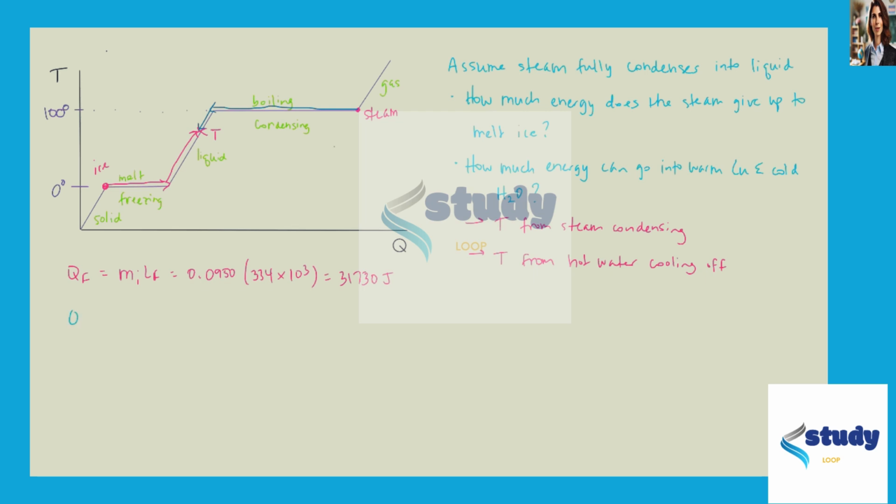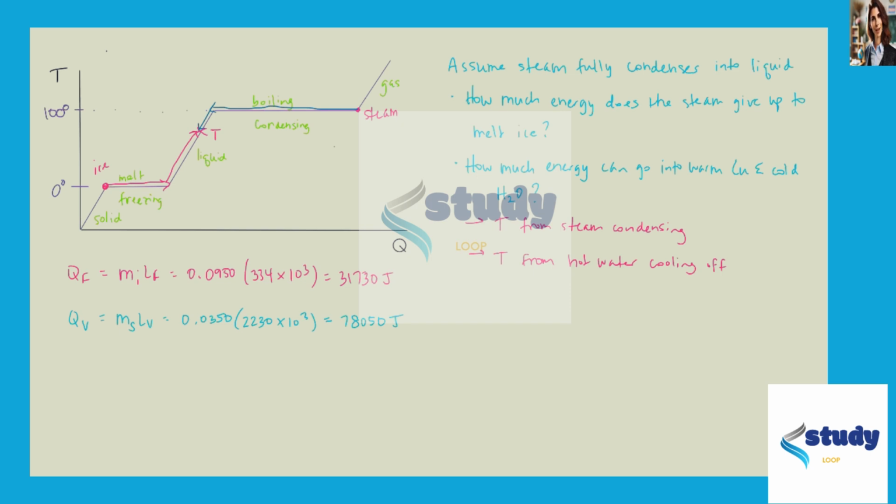Okay, great. How much energy does our steam give off in condensing? We'll take the mass of the steam times the latent heat of vaporization: 0.0350 kilograms times 2,230 times 10 to the third joules per kilogram. And I got that 78,050 joules are released by the steam.